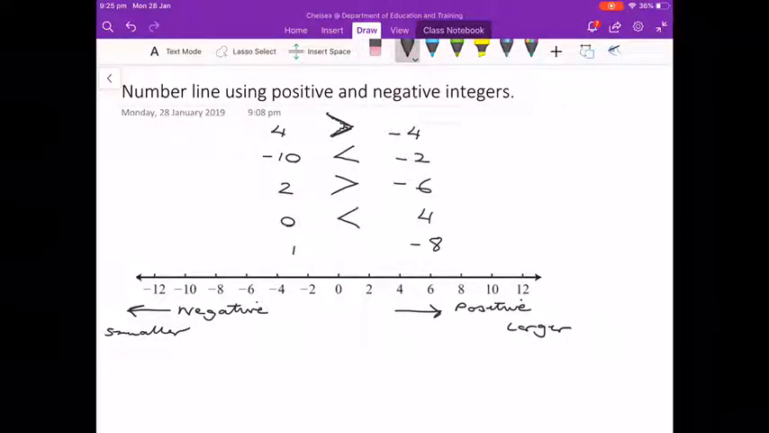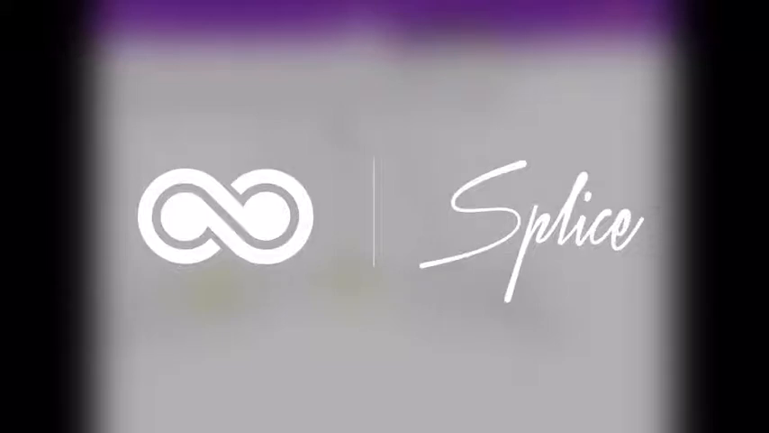Let's compare 1, which isn't on this number line. Good to know. Adding it in now with -8. Now 1 is actually larger than -8 because it's further on the right hand side. So 1 is greater than -8. And that is how you use a number line with positive and negative integers.